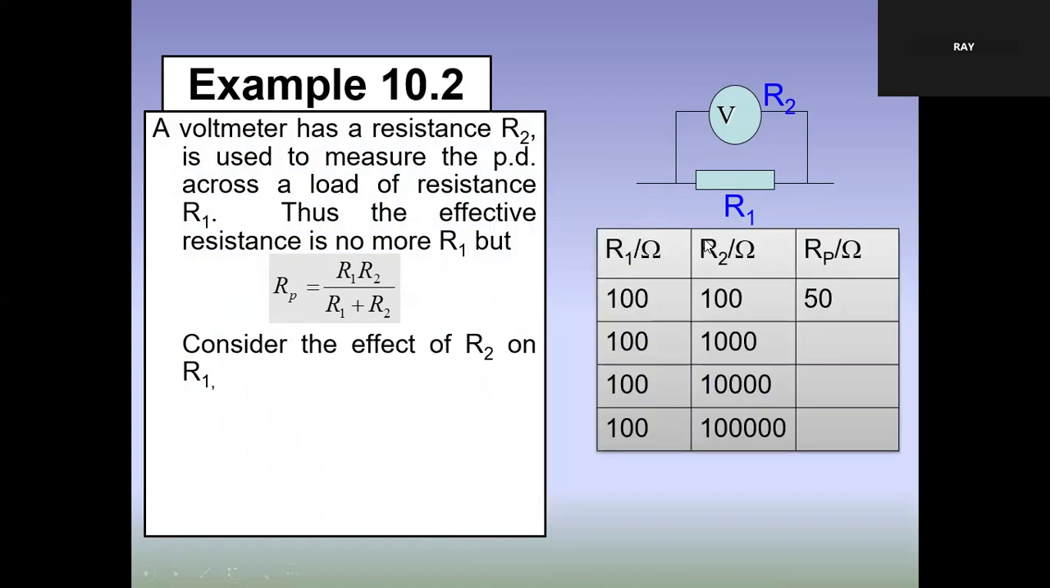Say R1 and R2 are the same value, 100. Effective is 50 ohm. We increase R2 to 10 times higher than R1. You get 90.9. What do you get for the next one? If we increase it to 100 times larger than R1, what is RP? Calculate and see what your value is.